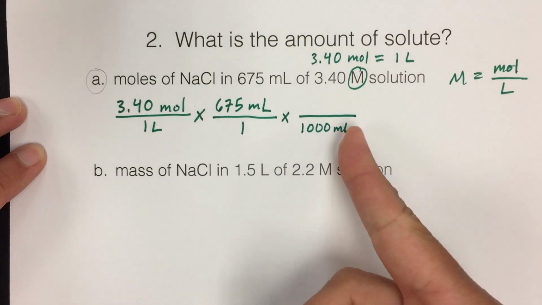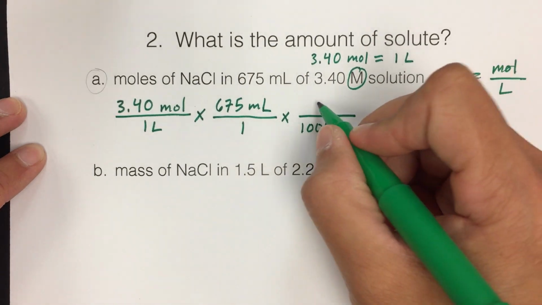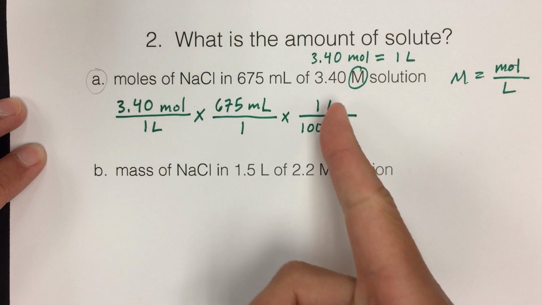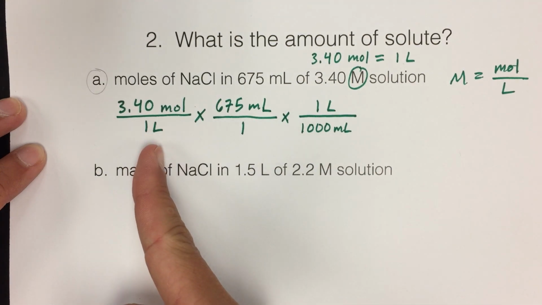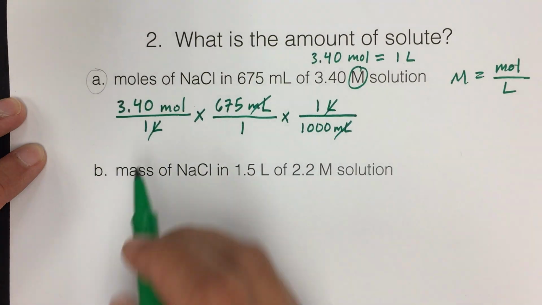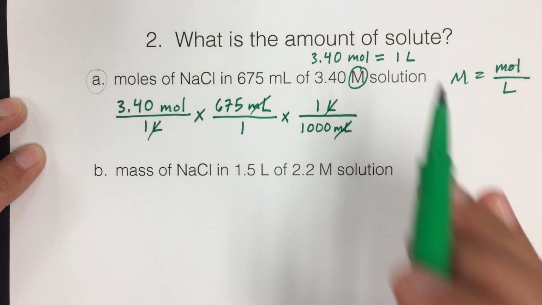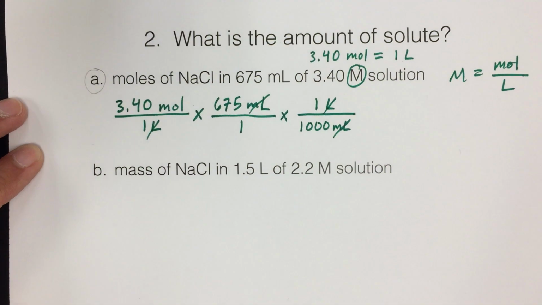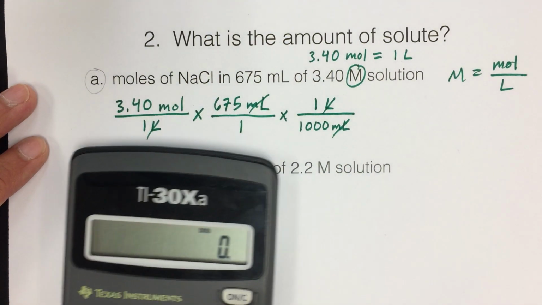I need milliliters on the bottom here so that it'll cancel this one, and that's equal to 1 liter. So now that liter cancels this liter. So the liters cancel, the milliliters cancel, and I'm left with moles, which is what this question specifically is asking us for. So now we just have to type this into the calculator.